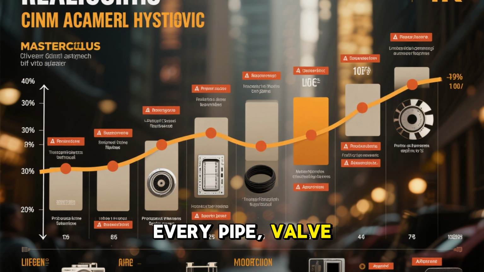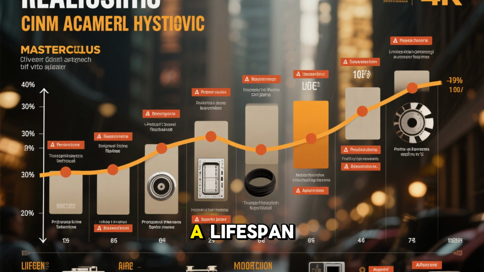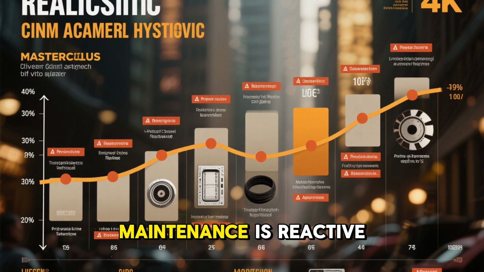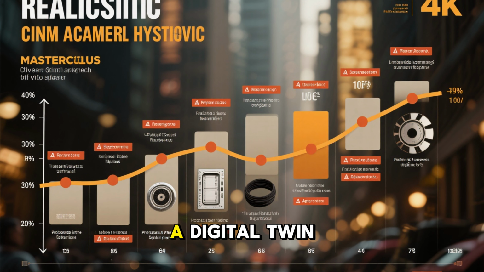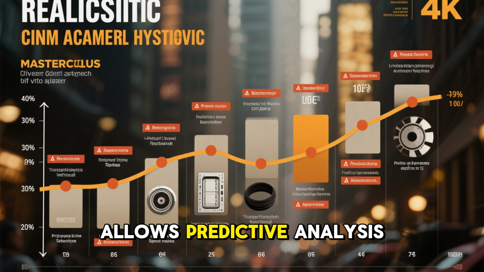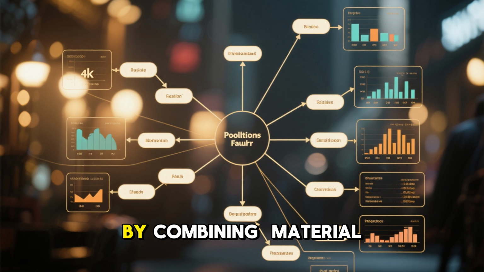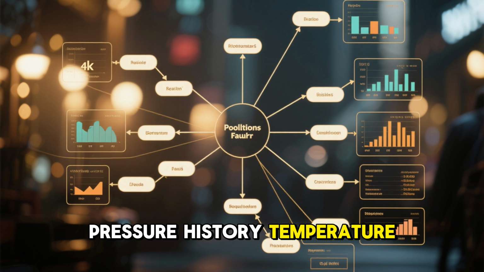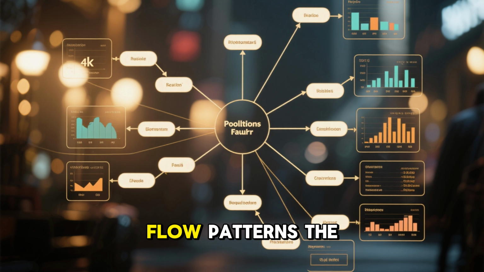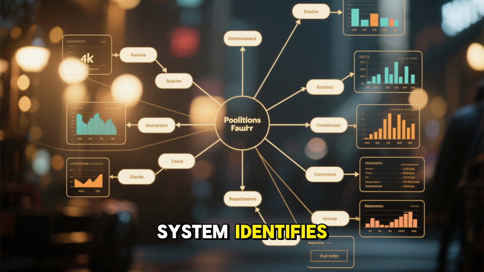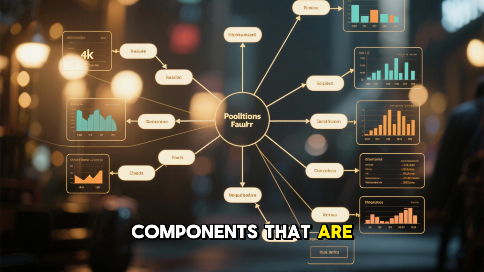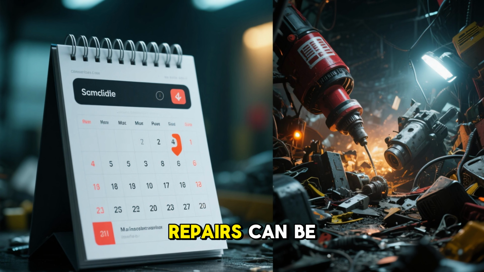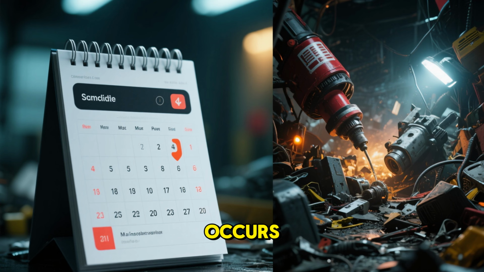Every pipe, valve, and pump has a lifespan. But in most buildings, maintenance is reactive. A digital twin allows predictive analysis. By combining material data, pressure history, temperature cycles, flow patterns, the system identifies components that are approaching failure. Repairs can be scheduled before a leak occurs.